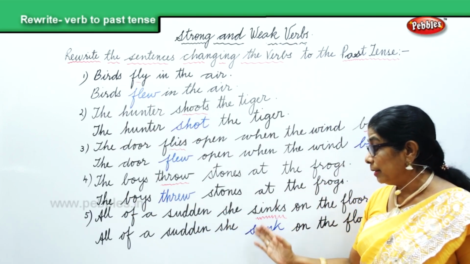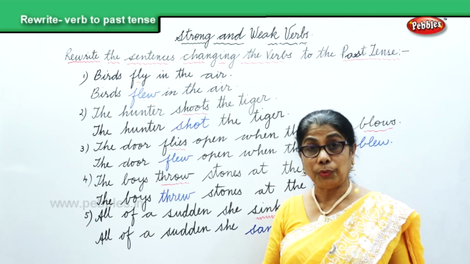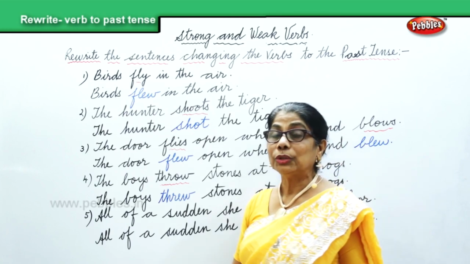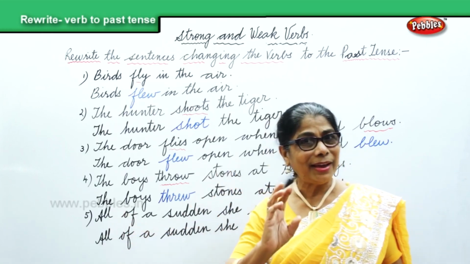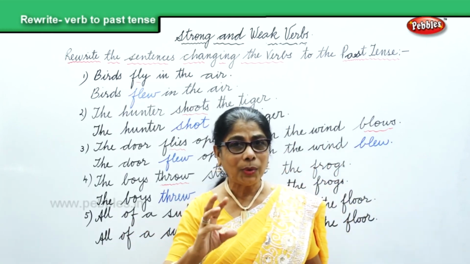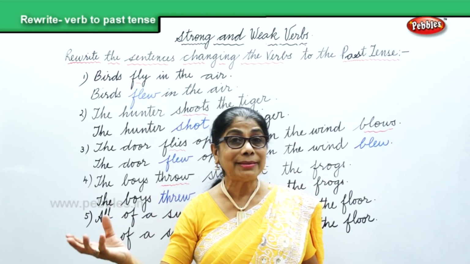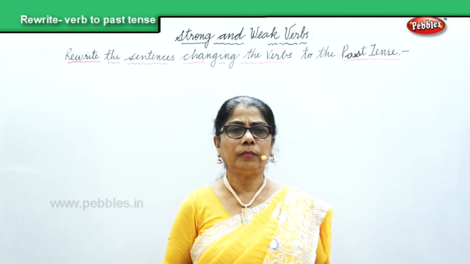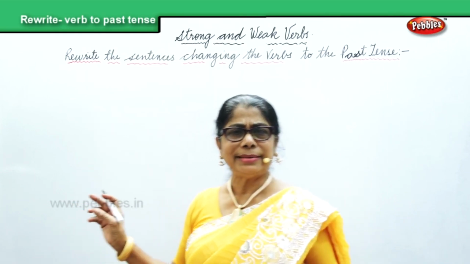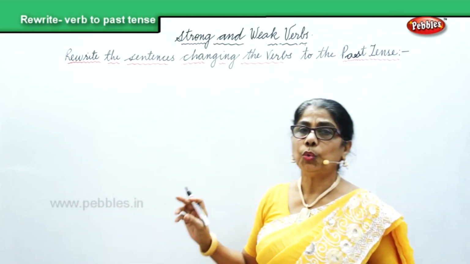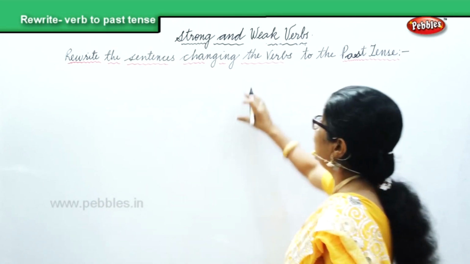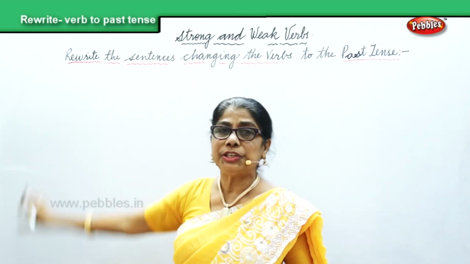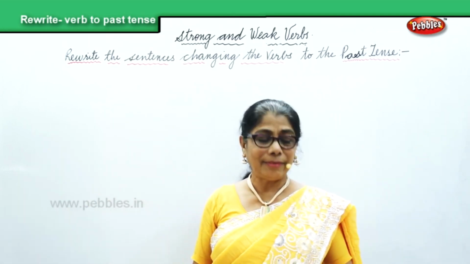All of a sudden, she sings on the floor. All of a sudden, she sank on the floor. So we learn to identify the strong or weak verb, change it to the past tense and complete the sentence. So I'll give you some more sentences and you will identify the verb, change it to the past tense and write the sentence.